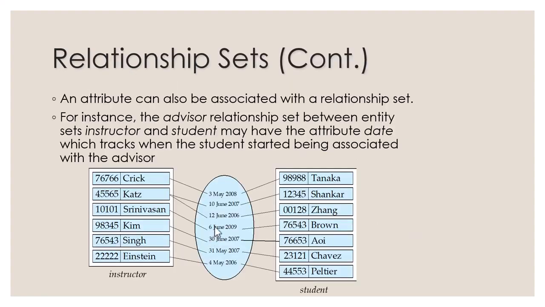An attribute can also be associated with a relationship. Here, Professor Crick is advising the student Tanaka, and there is a date associated with it. The date could be the date that their advising relationship was established, maybe. So this date would be an attribute of this relationship.